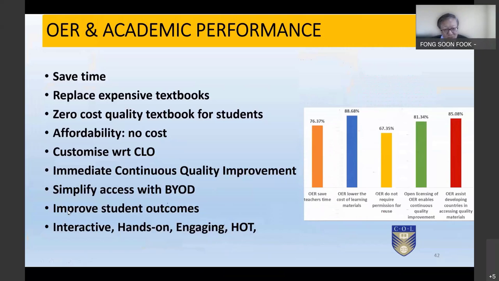Okay. So again, this one comes from the survey done by the Commonwealth of Learning. So save time, replace an expensive textbook. Afterwards, we look at where to get textbooks that are relevant and appropriate, and you can remix them. Now, how about that: zero-cost quality textbook for students, affordability, no cost, customized with respect to your course learning outcome, immediate continuous quality improvement. The moment you produce one module, next month you can improve. Another 6 months, you can add something and improve. So there's continuous quality improvement going on. Simplify access with any devices, bring your own device. Improve student outcome, and it can be interactive, hands-on, engaging, higher order thinking. So we can recustomize the learning materials.